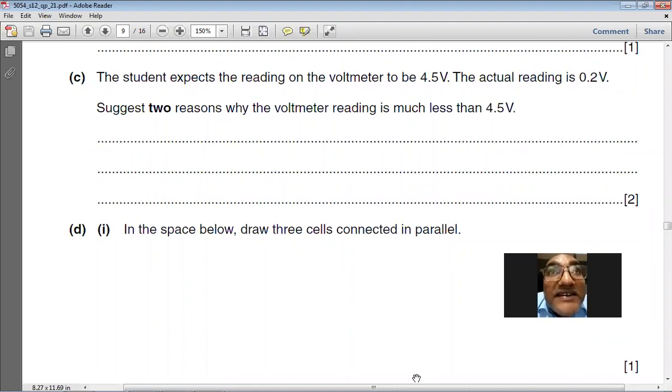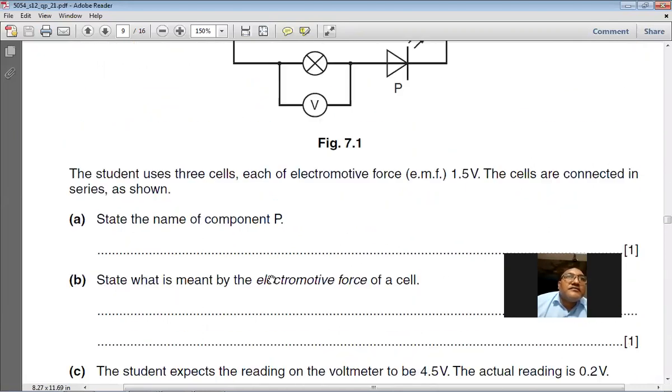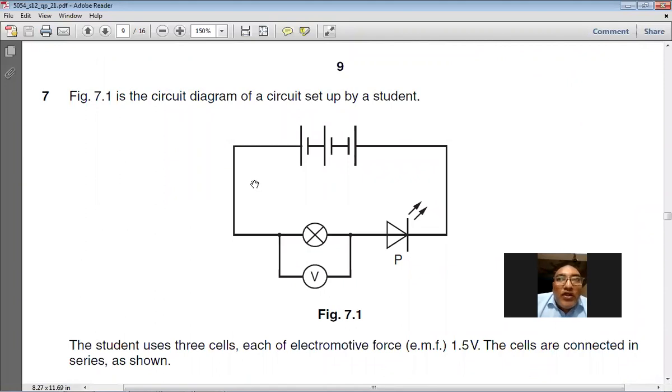The student expects the reading on the voltmeter to be 4.5 volt. The actual reading is 0.2 volt. Suggest two reasons why the voltmeter reading is much less than 4.5 volt. Look at this diagram carefully. First of all, look at the arrangement of the cells. So this is cell number 1. Its negative is connected with the positive of the cell number 2. But the negative of the cell number 2 is connected with the negative of the cell number 3. This cell number 3 is connected in the wrong way. Its positive should be here and the negative should be here.